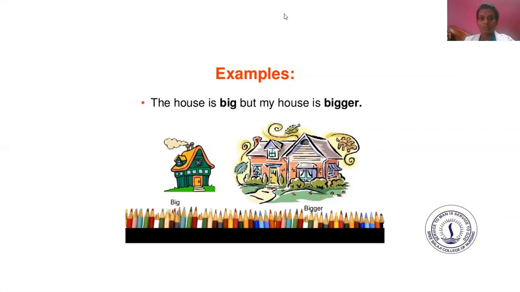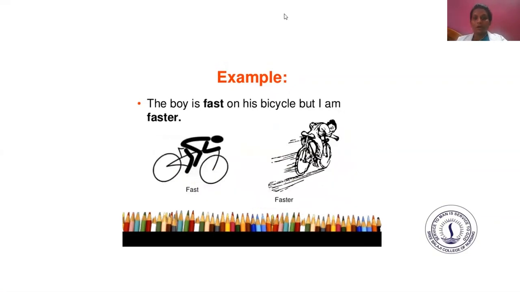The house is big, but my house is bigger. The boy is fast on his bicycle, but I am faster. So the boy is fast, that is positive degree, and I am faster than him is comparative degree. The boy is fast on his bicycle, but I'm faster.